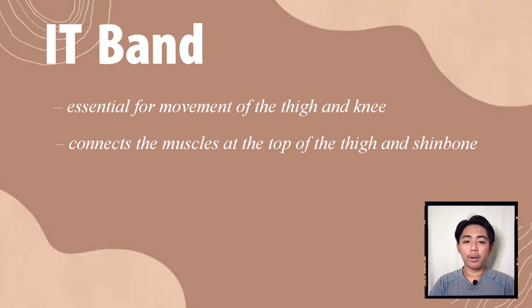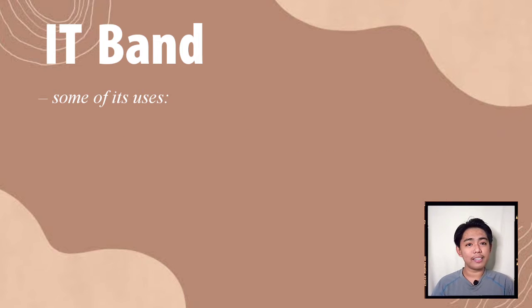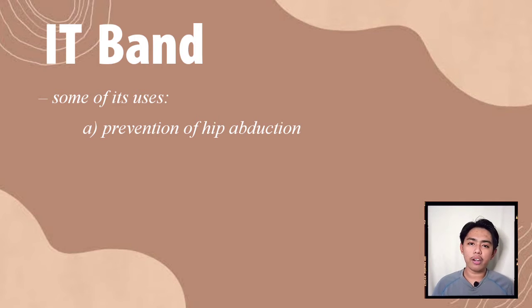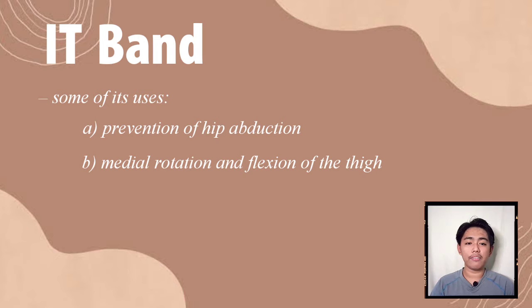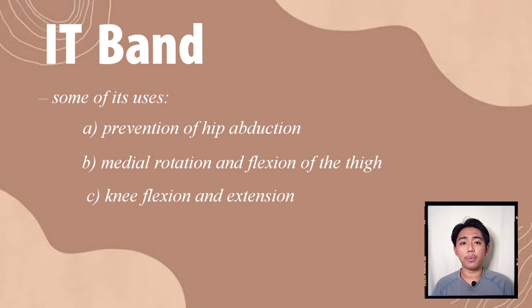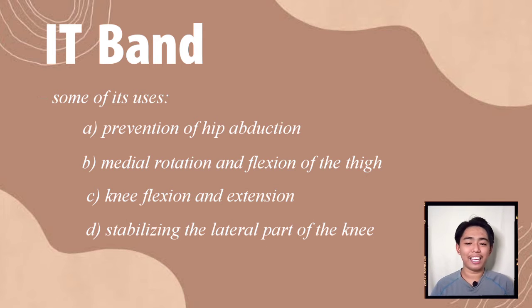Some of the uses of our IT band are the following. First is for hip abduction, the prevention of hip abduction. You will learn later on in our next reports what abduction means in our body. Second is the medial rotation and the flexion of the thigh. The third is our knee flexion and knee extension. Number 4 is stabilizing the lateral part of the knee. The lateral part of the knee is the part of the knee which is away from the other leg. So we could say that it is the part of the knee that is on the side of your body.